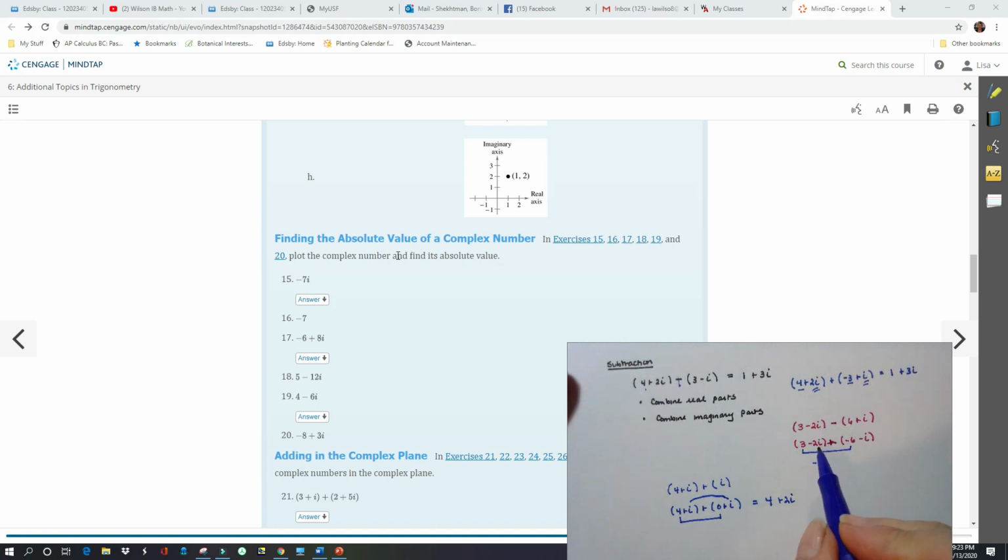And I have negative 2i plus a negative i. When the signs are the same, you add and keep the same sign. So 2i plus i is 3i. The signs are both negative, so I keep the same sign. Alright?